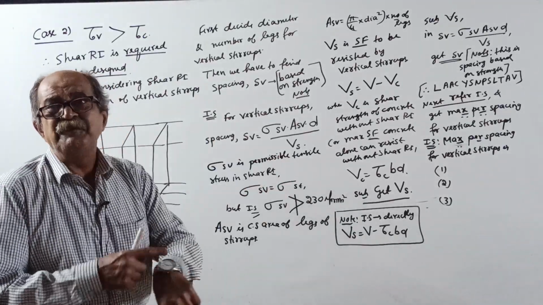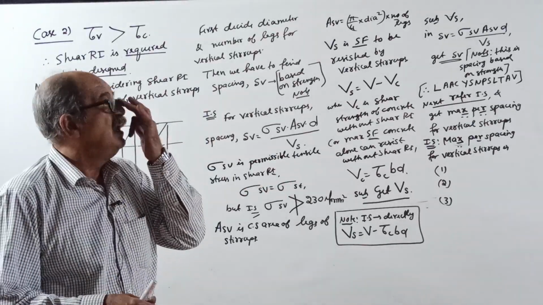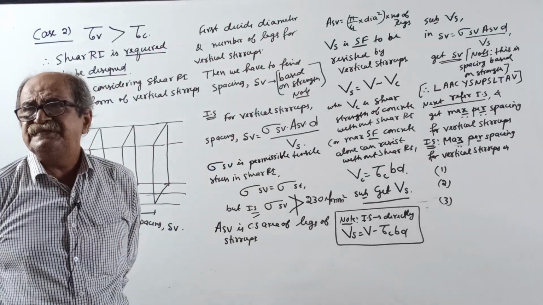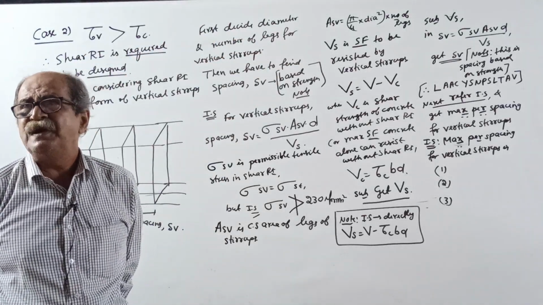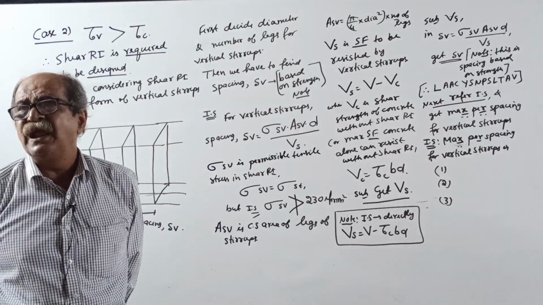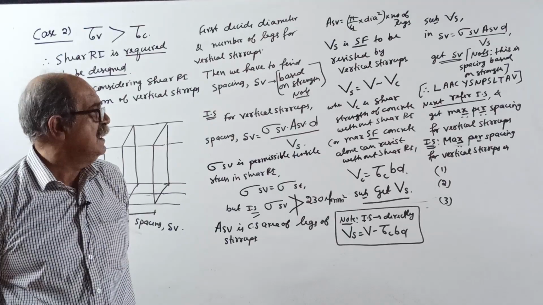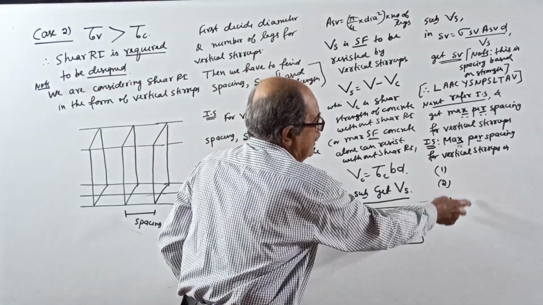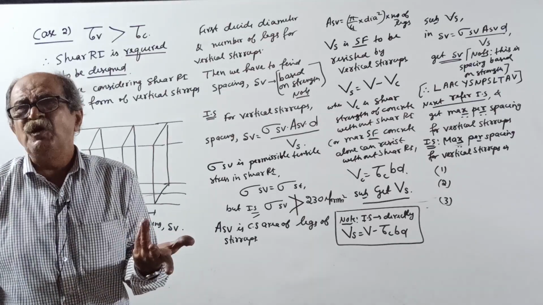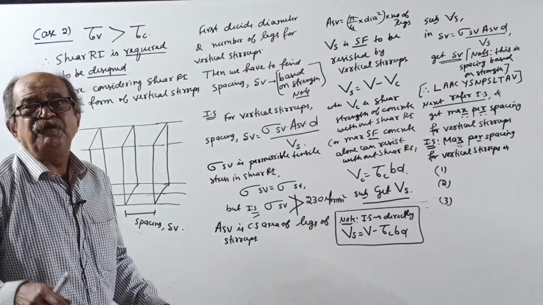I will continue. I already told this, you are right. I wrote it because of time problem. I got a class now. Case 1 is already over: tau v less than or equal to tau c. Shear reinforcement is not required to be designed. I told you, provide nominal or minimum shear reinforcement referring to IS code. See, it is coming here. Anyway, later when you see an example, everything will be clear. I will talk further slowly.